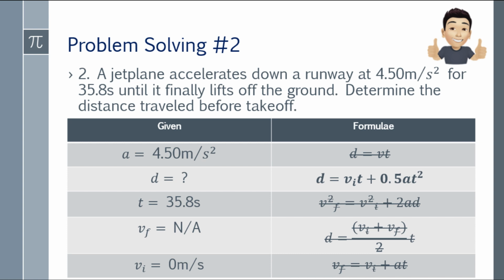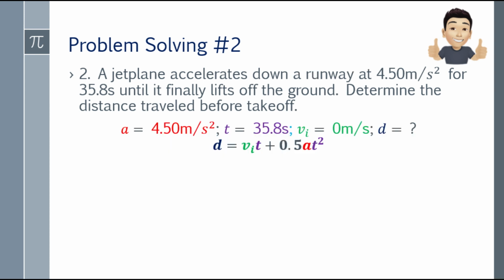Bakit nga ba 0 meters per second ang initial velocity mo? Mapapansin mo sa tanong, a jet plane accelerates down a runway until it finally lifts off the ground. So, nagsimula yung jet plane at 0 meters muna per second, so hindi pa siya gumagalaw. So, yung initial velocity mo, mag-accelerate pa lang. Palipad pa lang yung aeroplano mo. So, list all the givens and the formula.